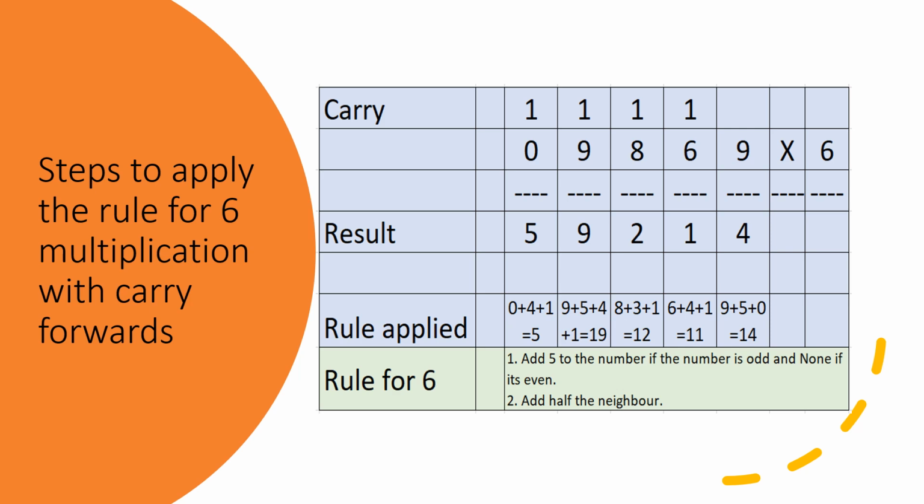Here we have 0. 0 is an even number, so 0 plus 4, which is half the neighbor, plus 1 as a carry, that is 5. So the answer is 59214.